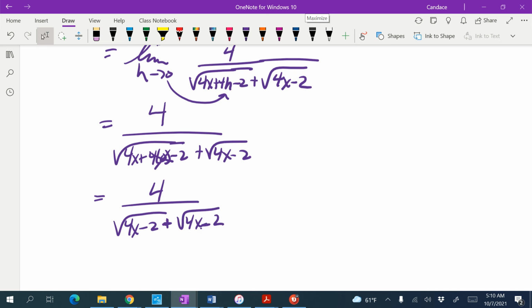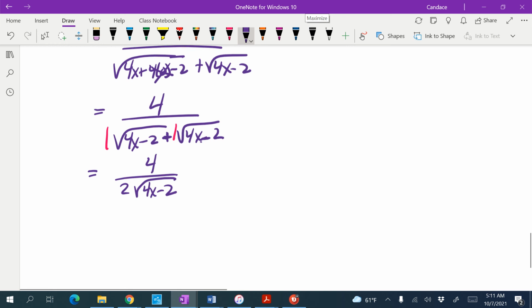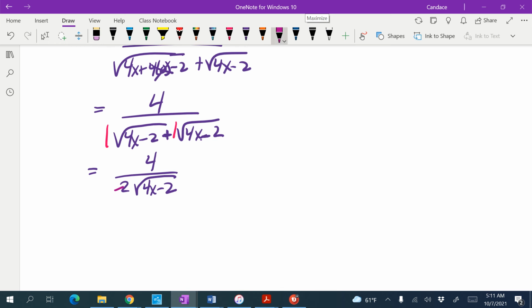And a radical plus itself, I'm going to just use the coefficients in front and add those together. So I get 4 over 2 square root of 4x minus 2. It looks like I could simplify one more step here. 2 goes into 4 twice. So my final answer is 2 over the square root of 4x minus 2.